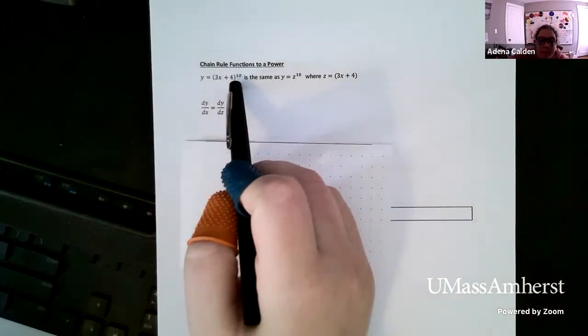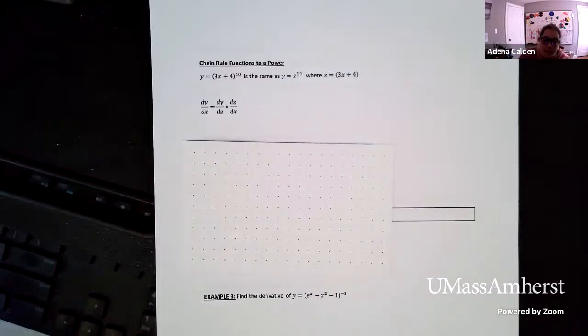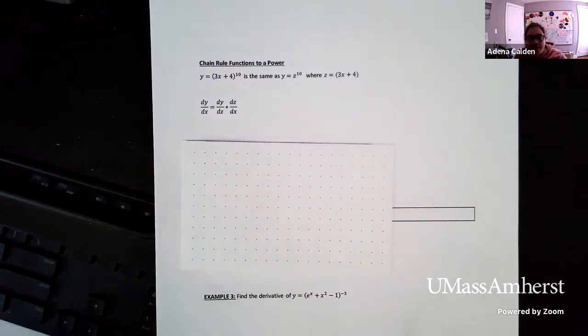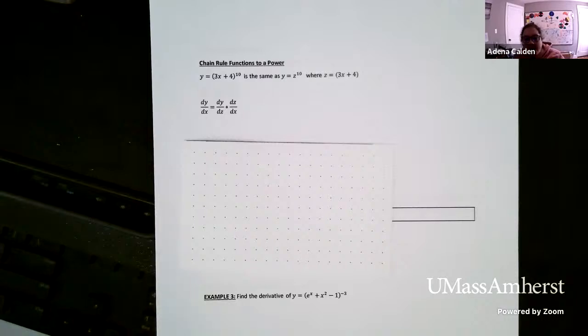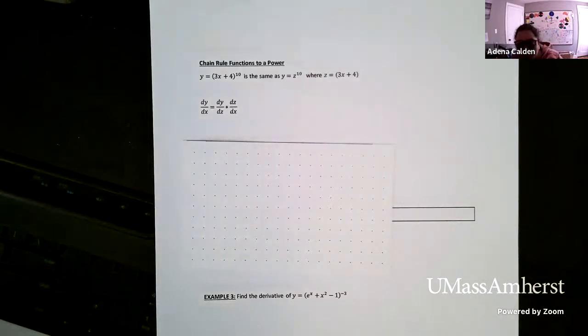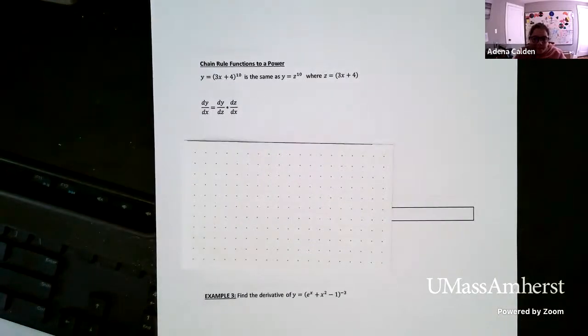When you have something raised to a power, that is the first type. So these are chain rule functions that are raised to a power. That means you have some base raised to some number, and that number can be a whole number or a fraction, but it has that similar structure to the power rule. So that's the first type. The one we're going to start with is (3x + 4) to the 10th.